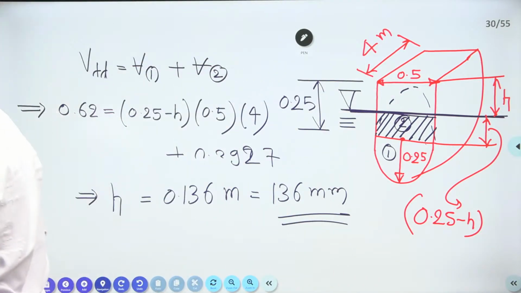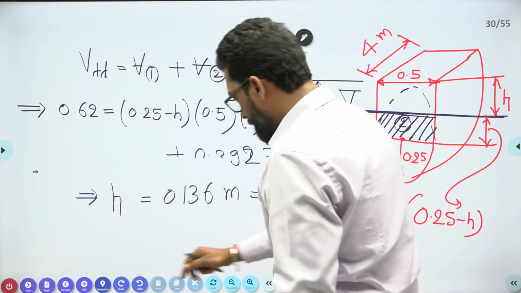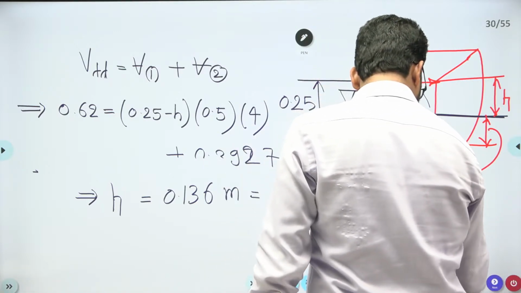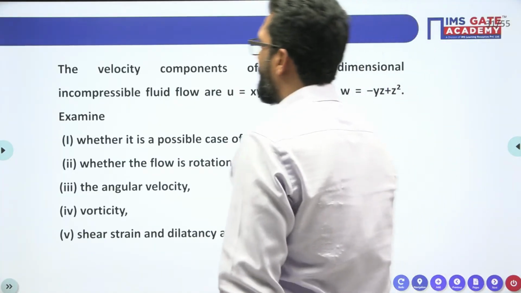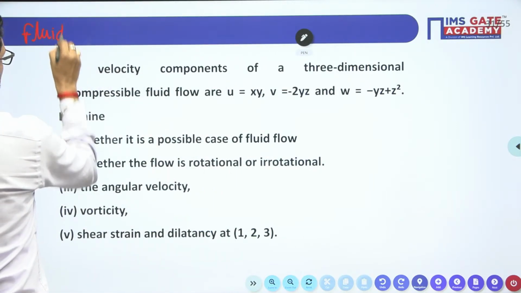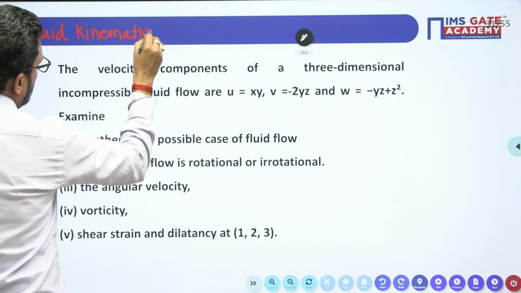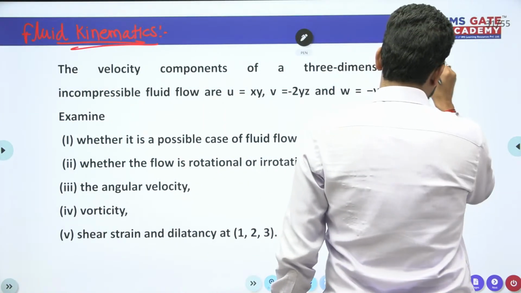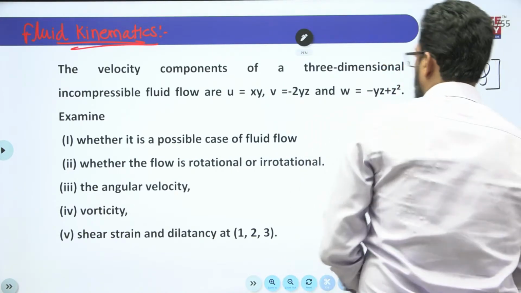Let us now take the next question. This is okay. Now I think up to that, beta, we have discussed the statics. Now we have some problems of fluid kinematics. This is an MCQ type question. Sorry, MSQ. Right? This is an MSQ type question.